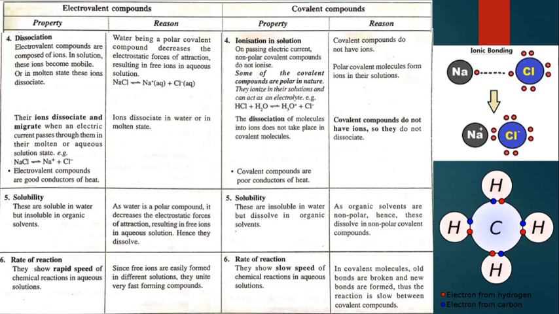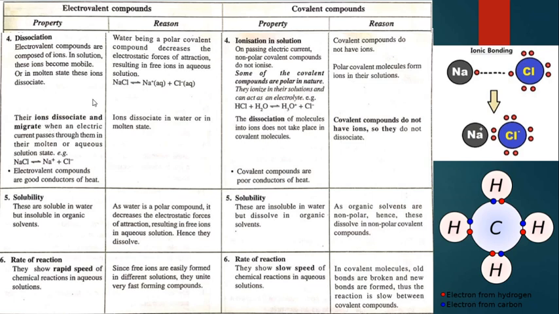into positive and negative ions. For example, sodium chloride salt is added to water. It dissociates into Na plus ion and Cl minus ion. So the ions dissociate and migrate. When an electric current passes through them in their molten or aqueous solution state, the positively charged Na plus and negatively charged Cl minus move to the respective poles.